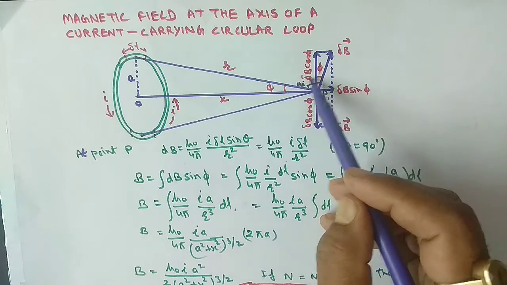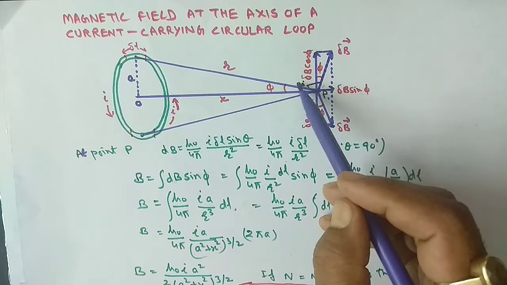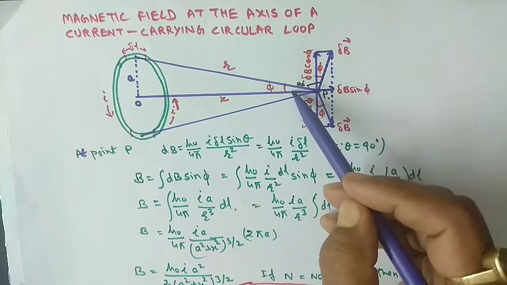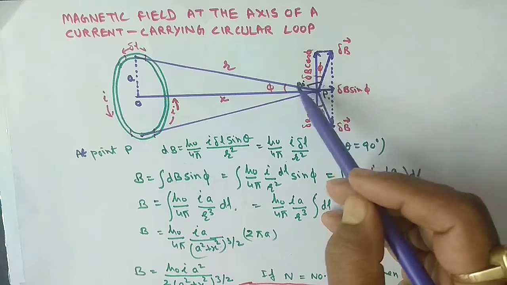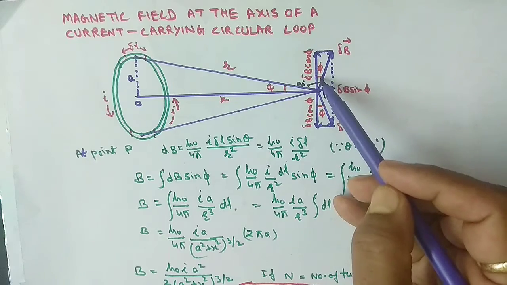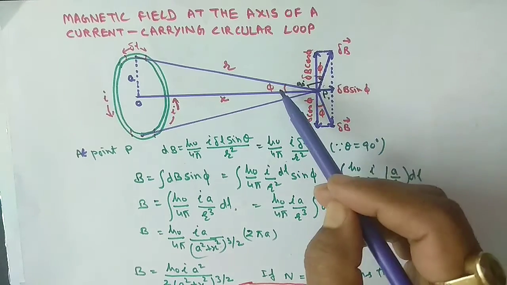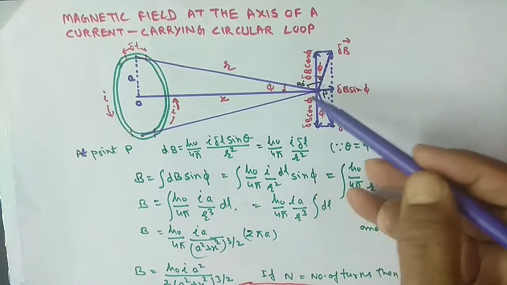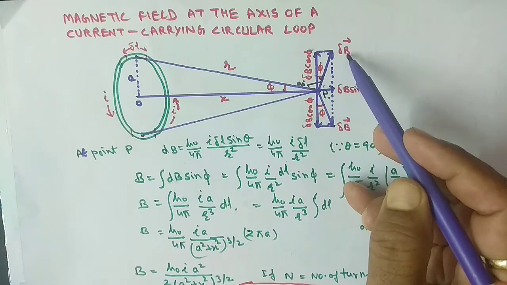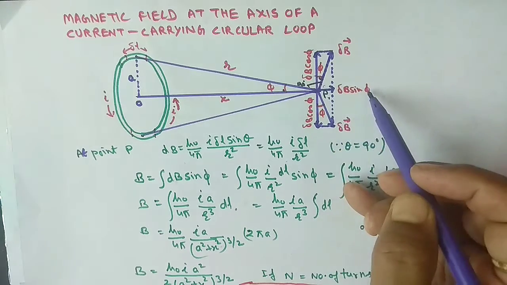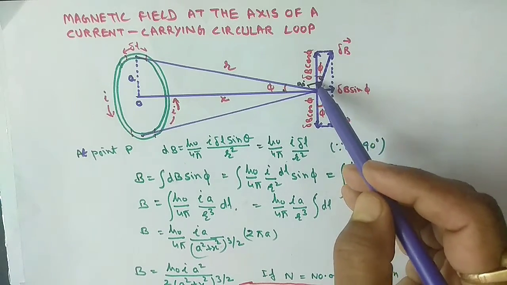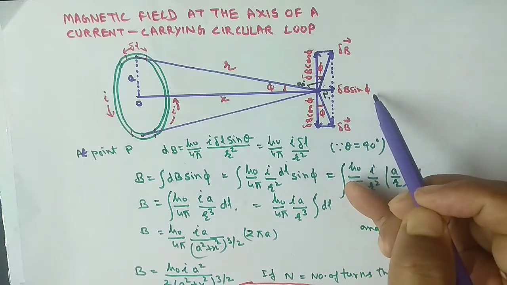This angle is 90 degree, so this small part is at the angle of 90 minus phi. This is the total 90, so this portion is 90 minus phi, and it is again 90 degree, so this angle will be phi. Simple calculation. So we can resolve this small magnetic field intensity dB into its vertical and horizontal components. Horizontal component is dB cos phi, and the vertical is dB sine phi.